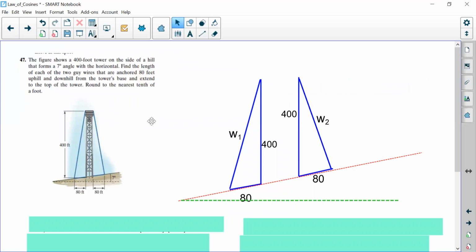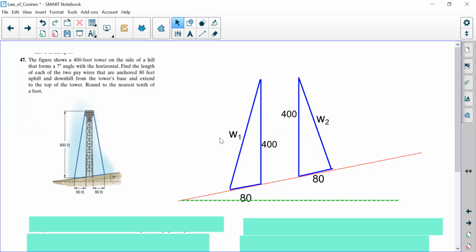Another example with application, this one seems kind of tough when we first look at it, but we've got this tower and the vertical height is 400, and I want to find the length of these two wires that are anchoring the tower to the ground. And what makes it more complicated is that it's on a slope, a 7-degree slope. But the wire is 80 feet away from the base of the tower on either end. So the whole picture is not a triangle, but you can kind of break it up into two separate triangles.